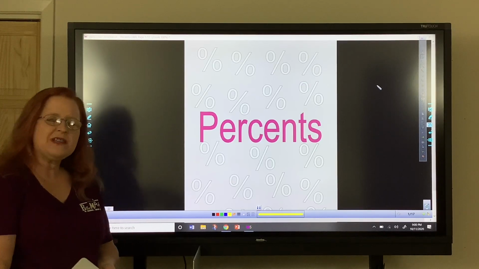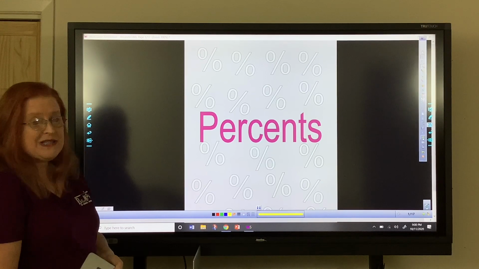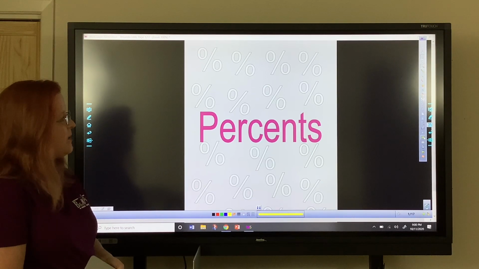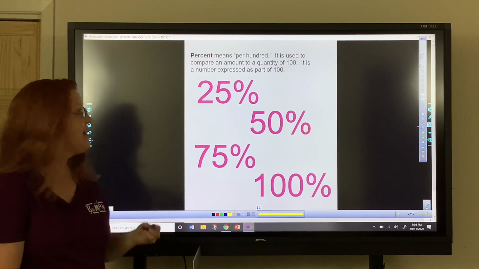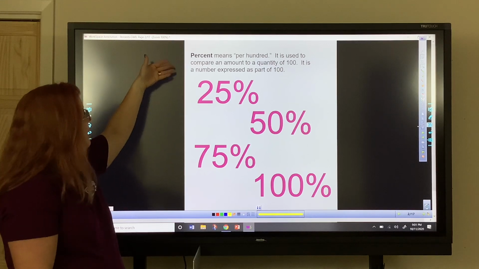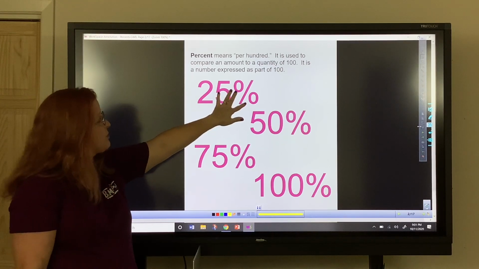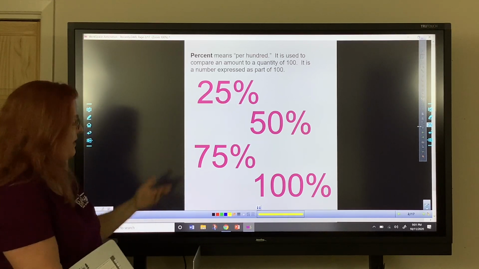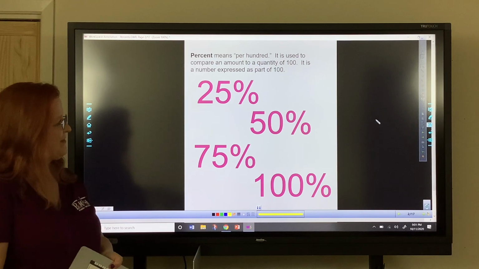Hi, this video is all about percents. What is a percent? Well, a percent is a way to represent or mean something per hundred, and it's used to compare an amount to a quantity of 100, and it's expressed as part of 100, and it's written with the percent sign here. These are just some common percents that we see pretty regularly.